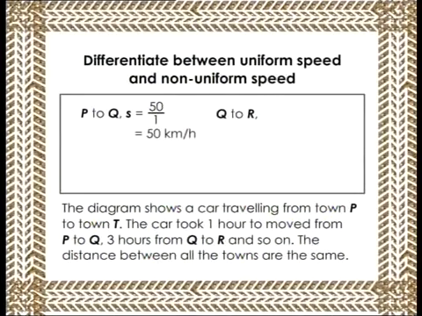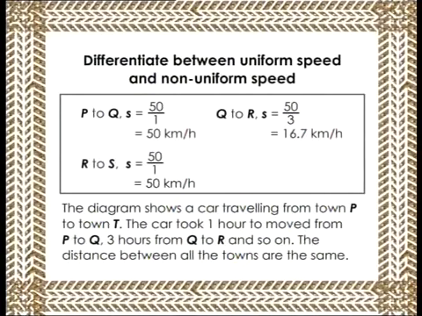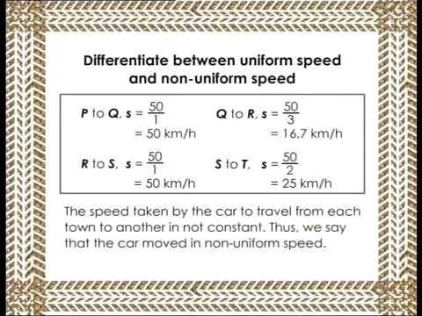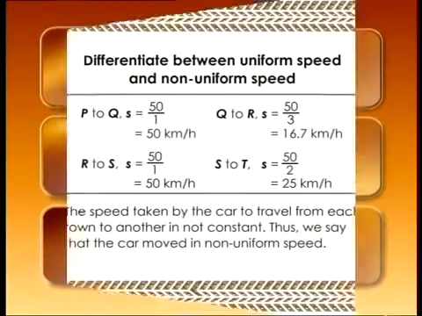From Q to R, S equals 50 divided by 3 equals 16.7 kilometers per hour. From R to S, S equals 50 divided by 1 equals 50 kilometers per hour. From S to T, S equals 50 divided by 2 equals 25 kilometers per hour. The speed taken by the car to travel from each town to another is not constant. Thus, we say that the car moved in non-uniform speed.